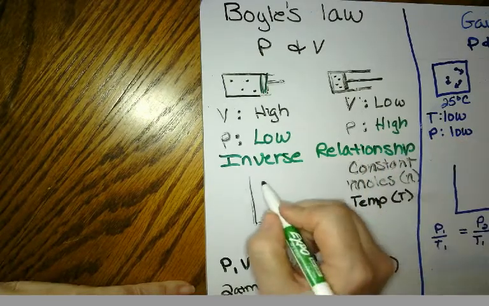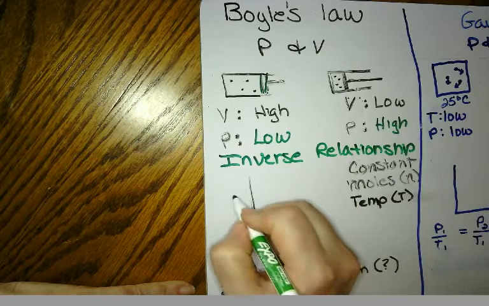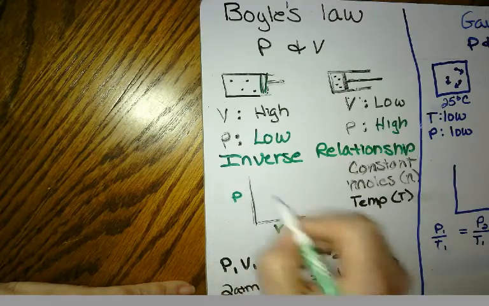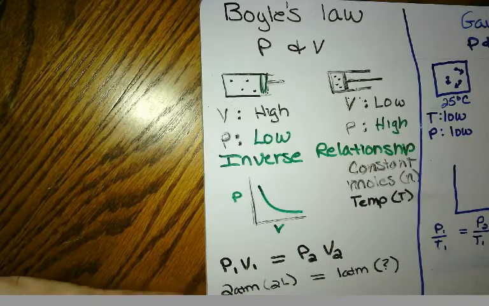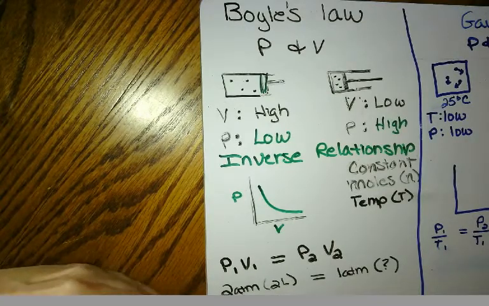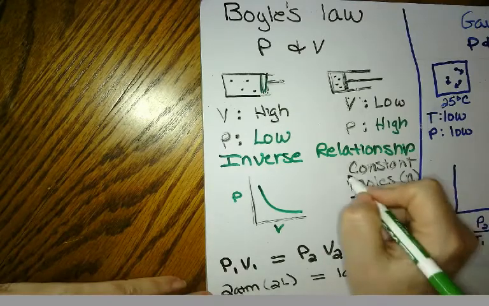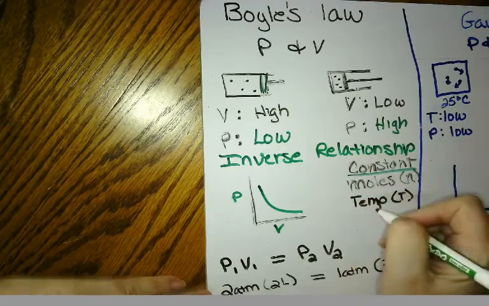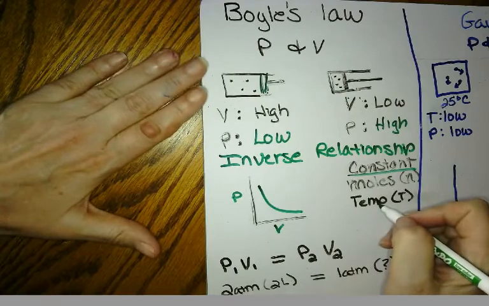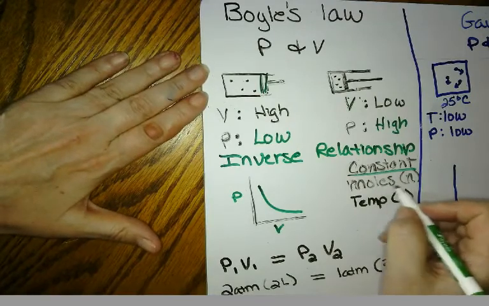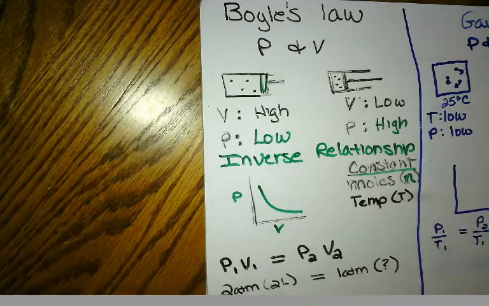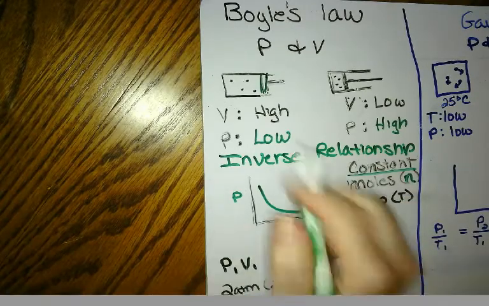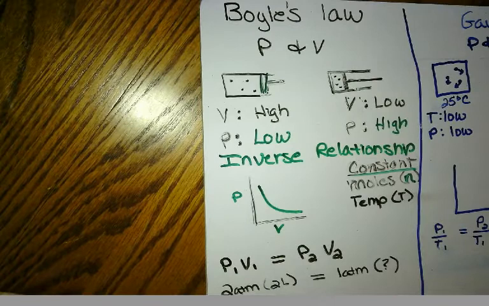And what does that look like on the graph? Well, if I graph pressure over volume, inverse looks like that. And you will need to be able to recognize these graphs. So make sure you're taking good notes. What did we keep constant? Well, the temperature is the same. We didn't change the temperature. And the number of moles, which we represent as a little baby n, means number of moles is 4 in both. So that's kept constant too.